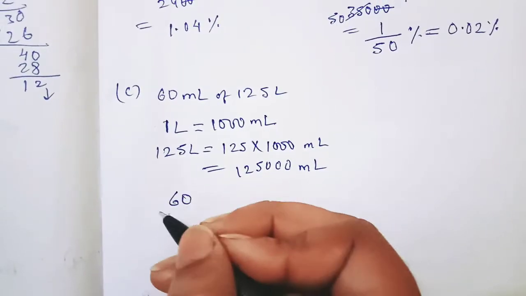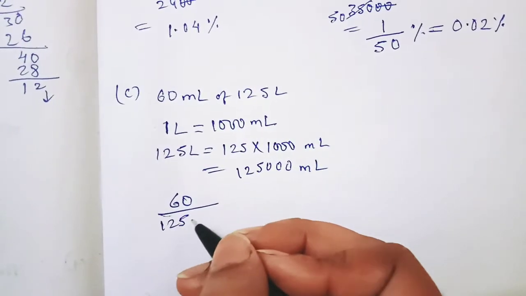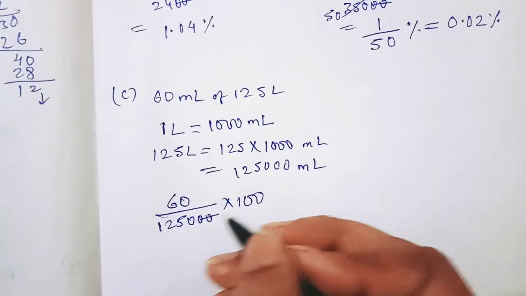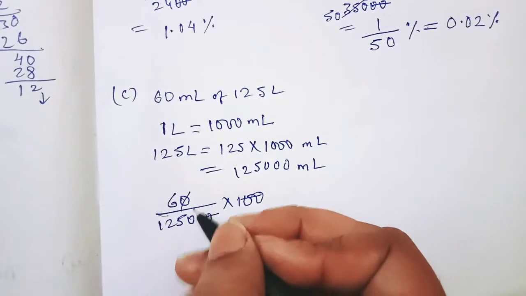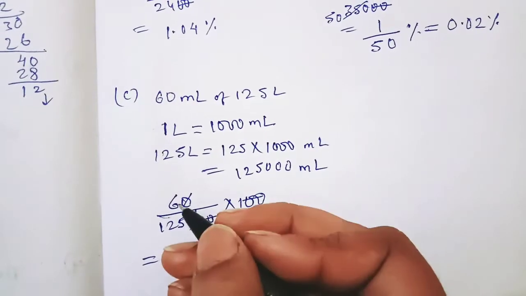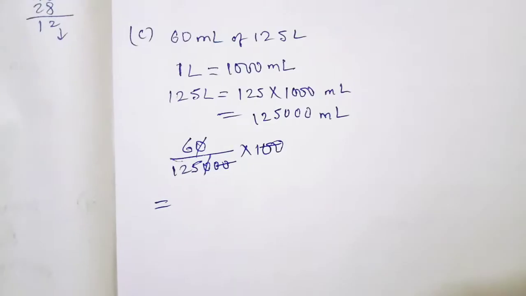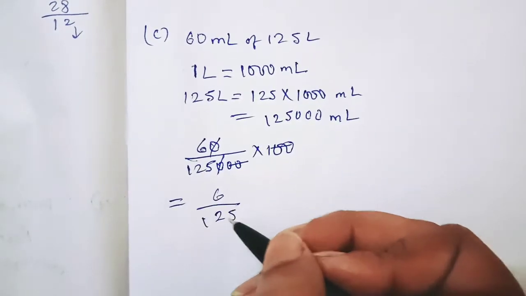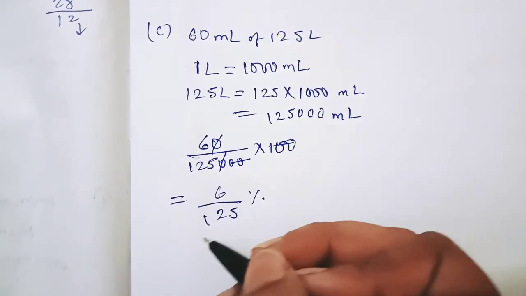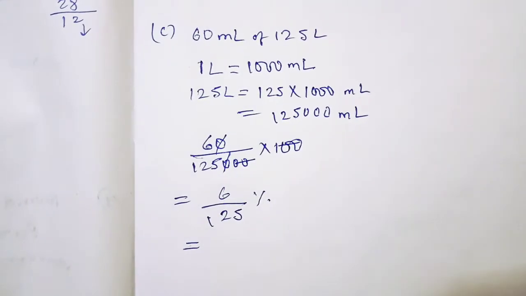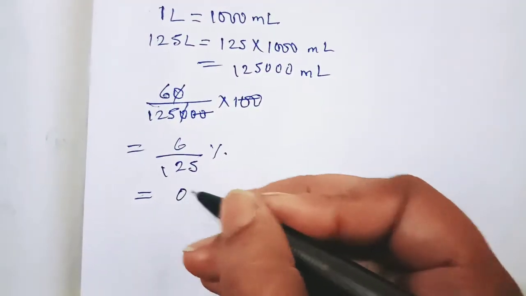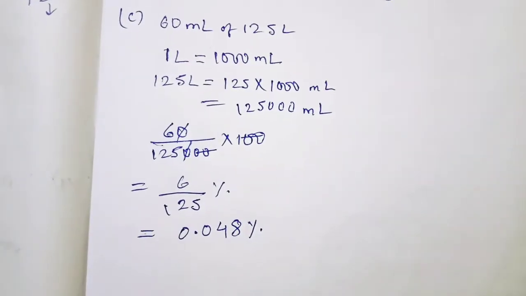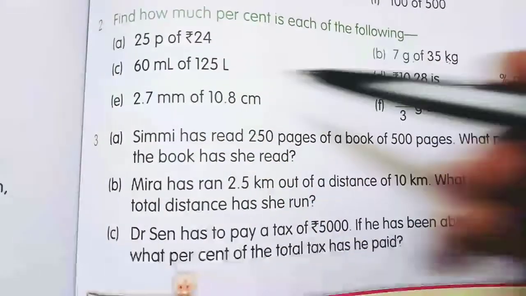Now we'll convert this into a percentage. So 60 by 125,000 and you multiply by 100. Now this 0 cancels, and this 0 and this 0 also cancel. Now divide 6 by 125. You can keep this in fraction also. When you divide, it comes to 0.048%. So in this way you have to do it. Understood?